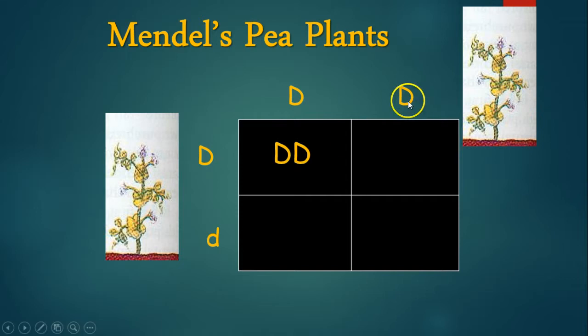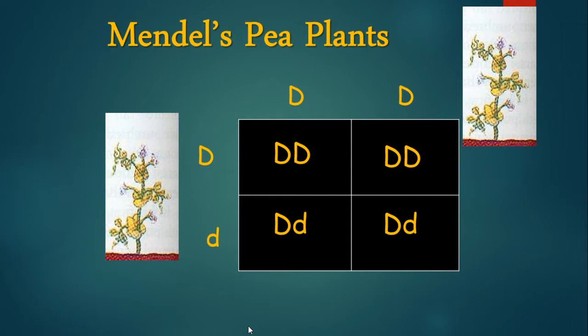In our second box, drop the top, slide the side. We also get big D, big D. In our third box, if we drop the top and slide the side, we should get big D, little d. And the same with our fourth box.